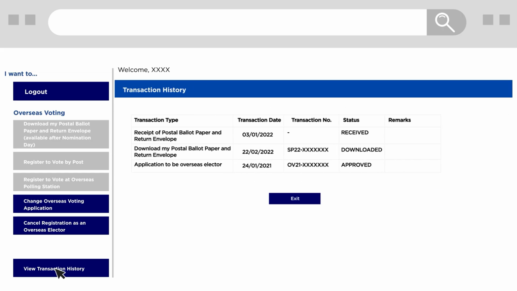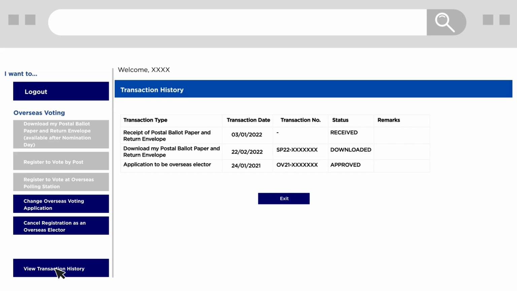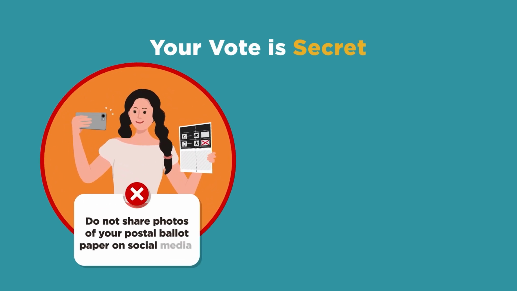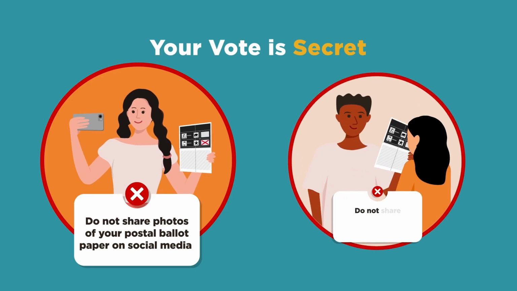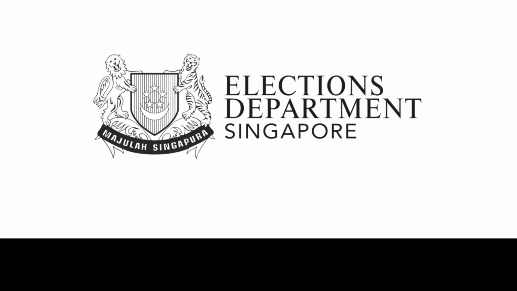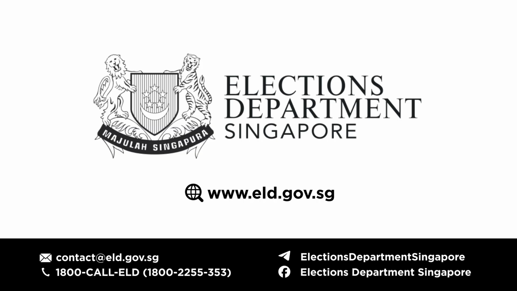All postal voters who downloaded their postal ballot paper and return envelope will be considered to have voted in the election. Your vote is secret. Do not share photos of your postal ballot paper on social media or share information regarding your vote with others. For more information, visit www.eld.gov.sg.